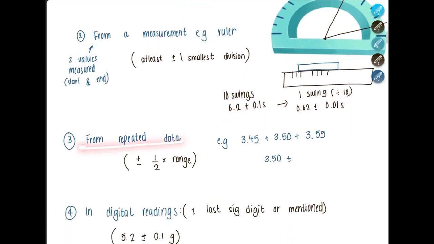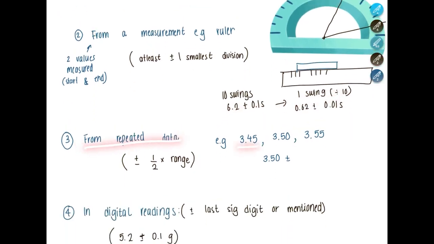Now what if you have repeated data, for example 3.45, 3.5, and 3.55? That means you have a range of data. You're going to multiply half by the range. The range is the difference between the biggest and smallest value. So this is going to be half multiplied by 3.55 minus 3.45. This is going to be 3.50 plus minus 0.05, and that's your uncertainty.